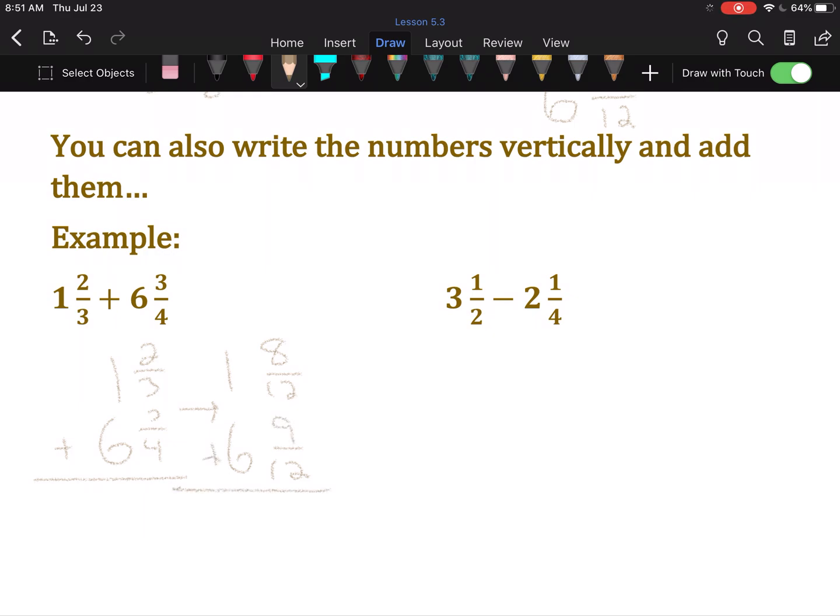Now we can add. 1 plus 6 is 7. 8 plus 9 is our 17 again, 17/12. You can't leave that, so the 1 we can take away from 17/12 combines with the 7 to become 8, and the 12 comes away from 17 for 5/12.